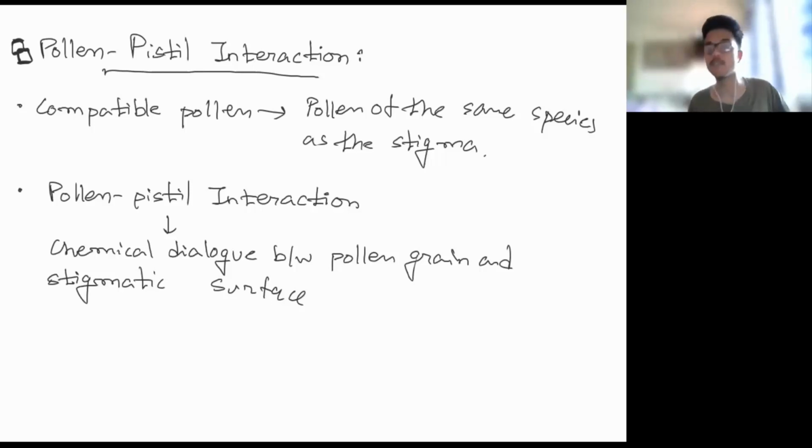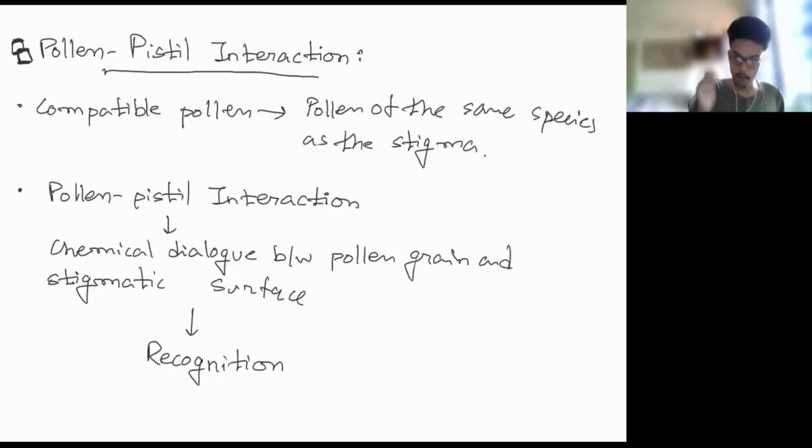It's the chemical components of the pollen grain. So the chemical components of the pollen grain are reacting with the stigmatic surface. As a result, the first step is recognition. The stigmatic surface of the pistil is recognizing the pollen. Okay, so you have to keep this in mind as well.